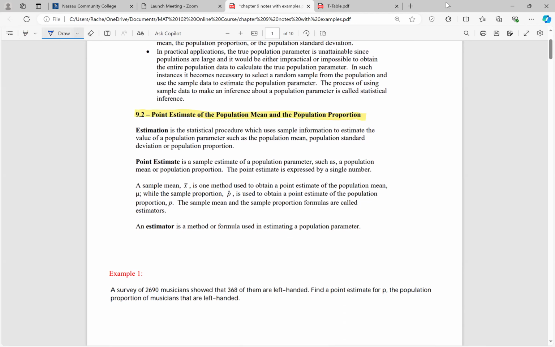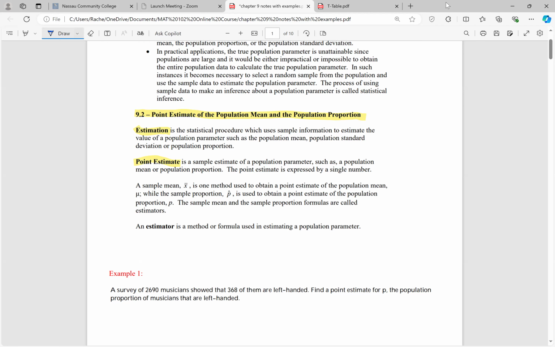So the formal definition of estimation is right here. It's the statistical procedure which uses sample information to estimate the value of a population parameter, such as a population mean, a population standard deviation, or a population proportion. So what we're going to calculate is a point estimate. Whoops, let me get my highlighter. So a point estimate is a sample estimate of a population parameter, like I said before, such as a population mean or a population proportion. We might want to estimate those two. And we could get a point estimate, and that's expressed by a single number.